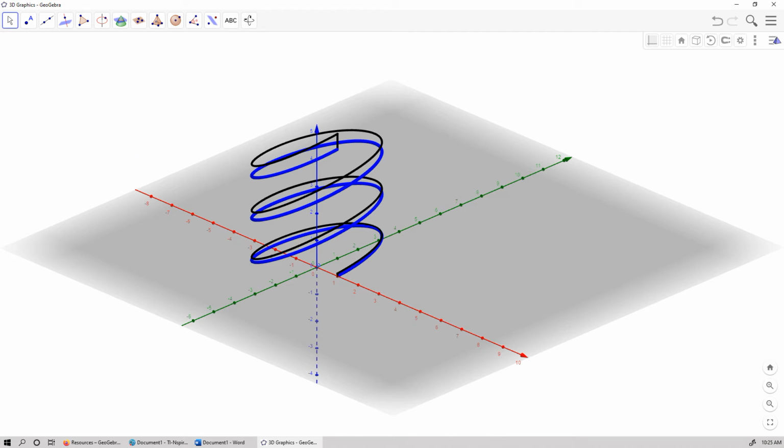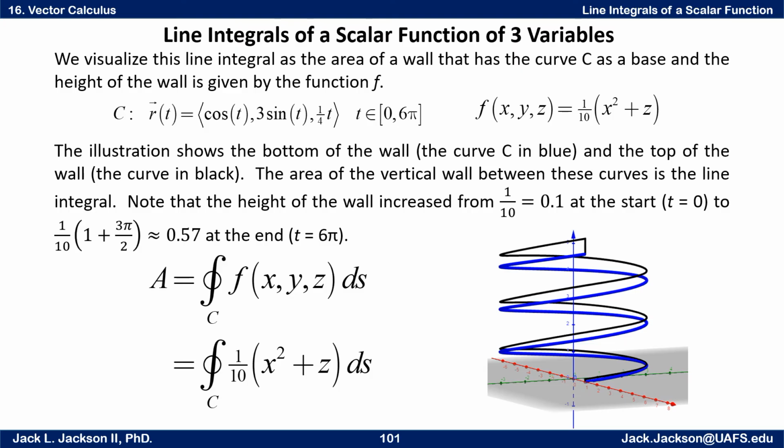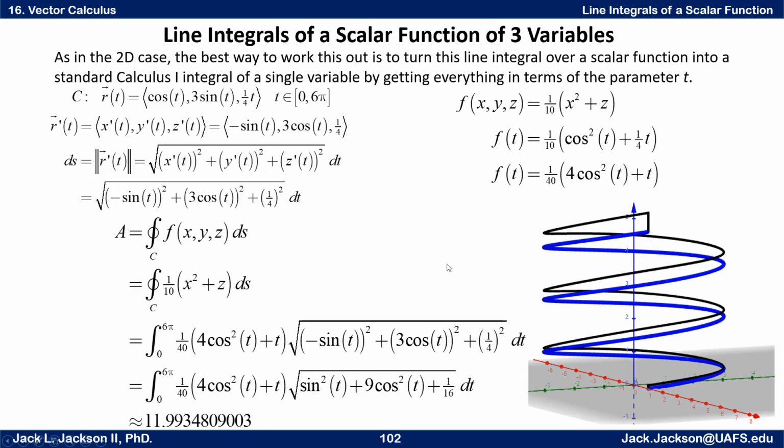All right, so that's what it is. To do this out, we need to go ahead and put everything in terms of t. So again, our curve is given in terms of t. We're going to need to find ds. ds is the norm of r prime, so we're going to need to find r prime. In other words, we're going to need to find x prime, y prime, and z prime.